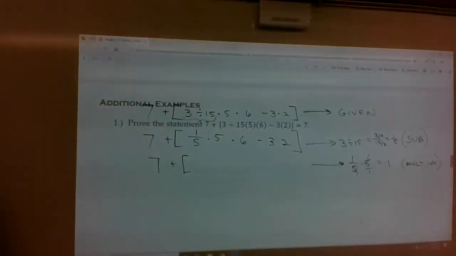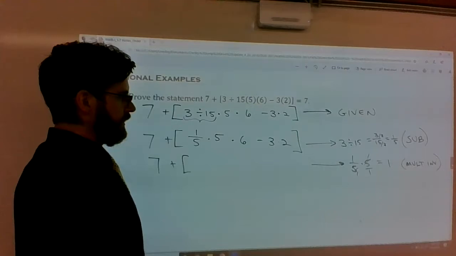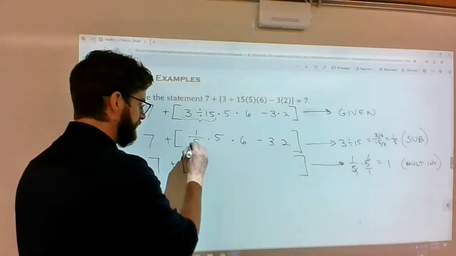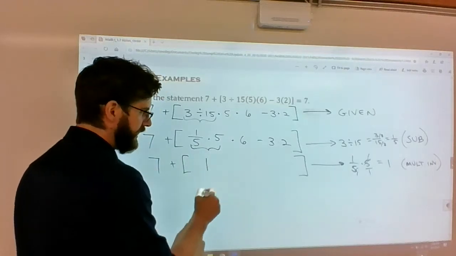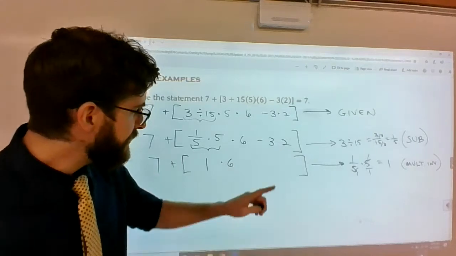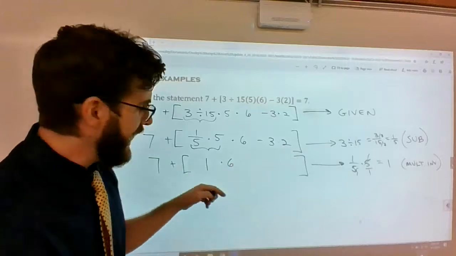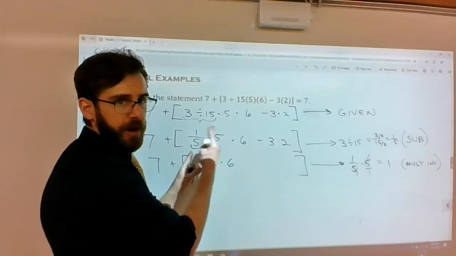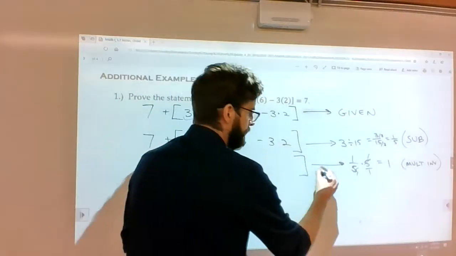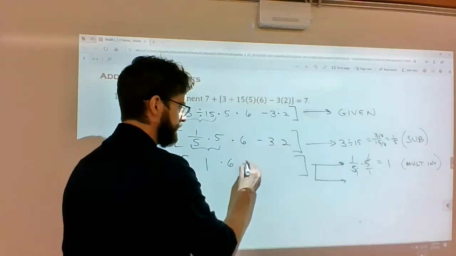Whoa, okay. So I didn't even finish this, right? Doing the multiplicative inverse, this became 1 times 6. Now here's an interesting thing. If it's separated by addition or subtraction, you can do that step at the same time that you do a multiplication problem in a different one. So I'm going to say an offshoot of that step is that 3 times 2 is 6.